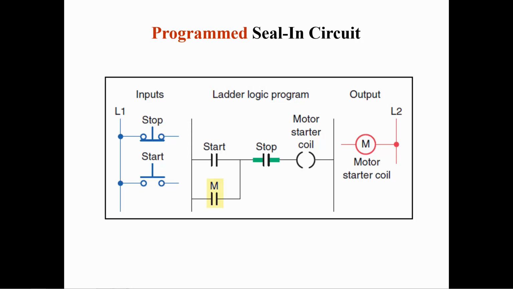Converting the hardwired magnetic motor starter circuit to be used with a PLC, you have two inputs, stop and start, and one output, motor starter coil. The contact in yellow is the seal-in contact, which allows the motor starter coil to remain on after the start push button is released.